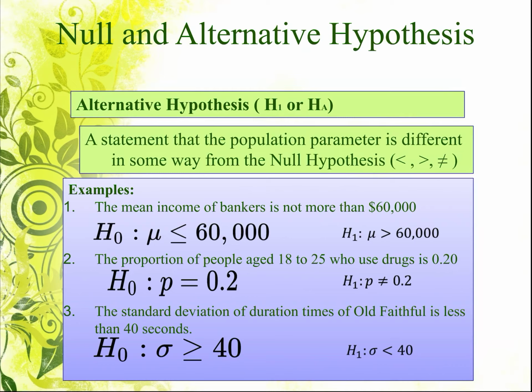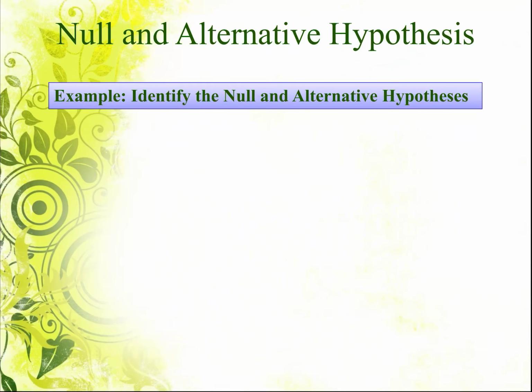Please don't think that the null hypothesis has to be the claim that's being made, or that the alternative hypothesis has to be the claim that's being made. It doesn't matter which is the claim and which is not. One of them will be the claim and one of them will be the opposite of it. What is important is that the null hypothesis has the equal signs in it. The alternative hypothesis does not have equal signs in it.